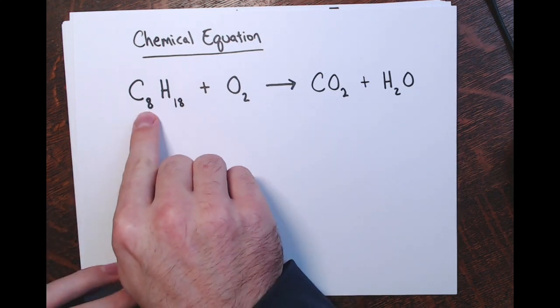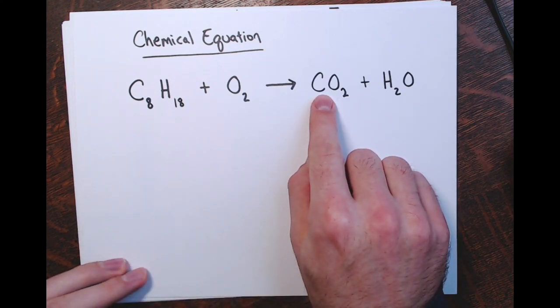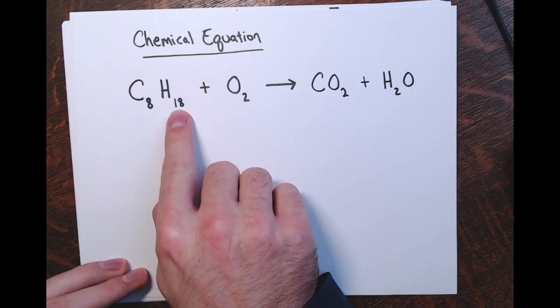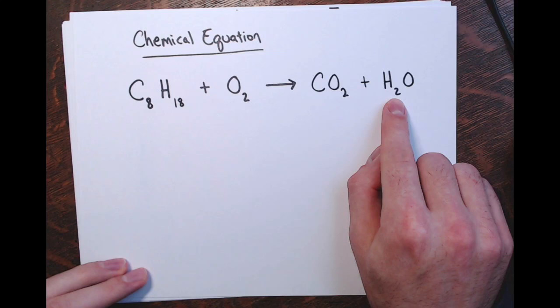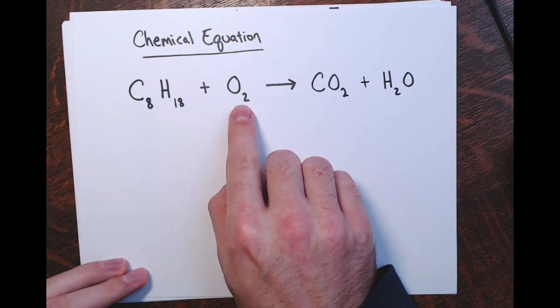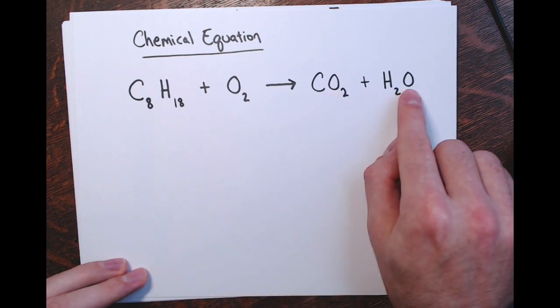See how there are 8 carbon atoms on the left side, but there's only 1 carbon atom on the right? There are 18 hydrogen atoms on the left. There's only 2 on the right. There are 2 oxygen atoms on the left, and there are 2 here, 1 there. There are 3 on the right.